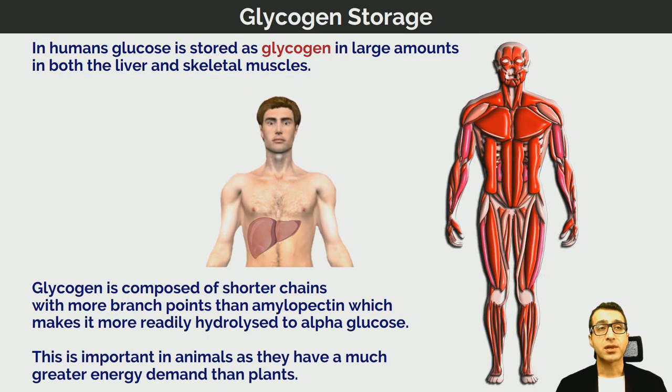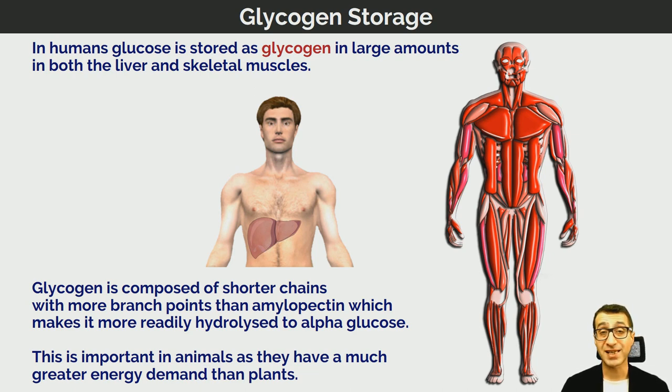So in humans, glucose tends to be stored as a polysaccharide called glycogen in large amounts, mainly in liver and in muscle tissue. Now, glycogen is composed of shorter chains with more branch points than amylopectin, and this makes it more readily hydrolyzed back into those alpha-glucose subunits.